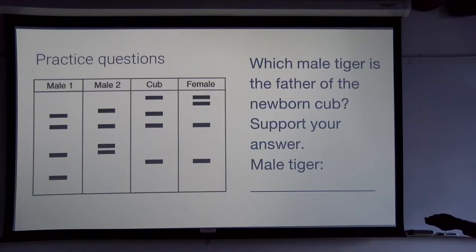So if you look at this question here, this is one of the previous Regents questions I pulled up for you. It says, which male tiger is the father of the new cub? So you're comparing genetic information. So here's the father's information, male 1, male 2. Here's the cub. Which father has the most in common with the cub? Take a look, guys. Is it male 1 or male 2? Which one? Male one? Male one has the most in common, right.